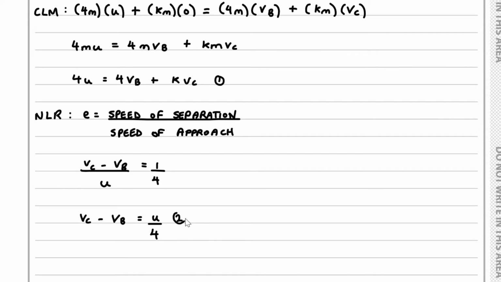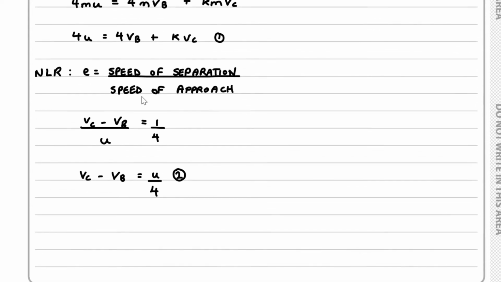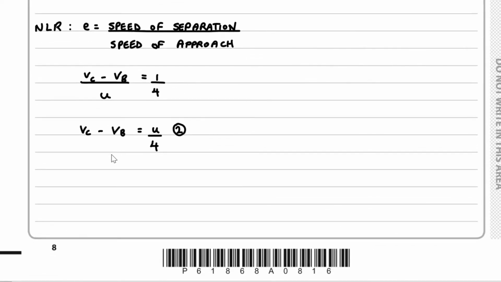So if I call this 2, the idea is over here, we can solve equations 1 and 2 simultaneously to find out what vC and what vB are. Well, let's multiply equation 2 by 4, and in doing so, that will help eliminate vB. So if we multiply 2 by 4, we've got 4vC minus 4vB equals u. Let's call this equation 3.